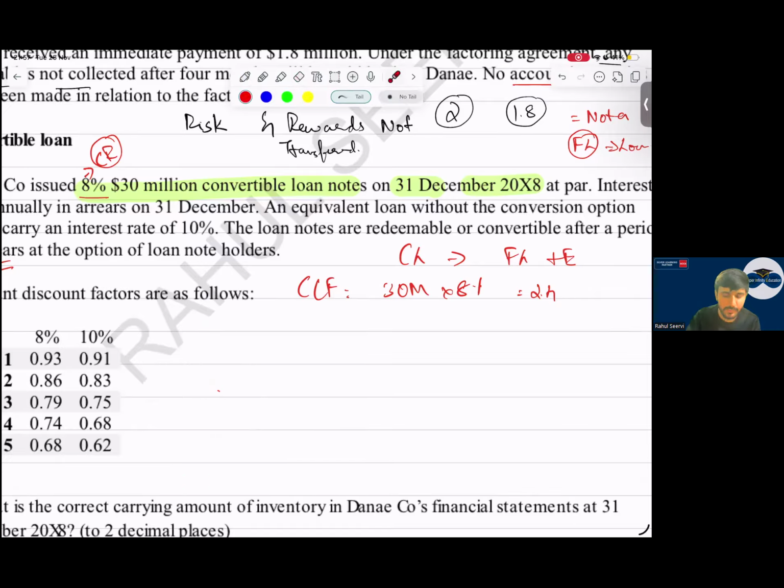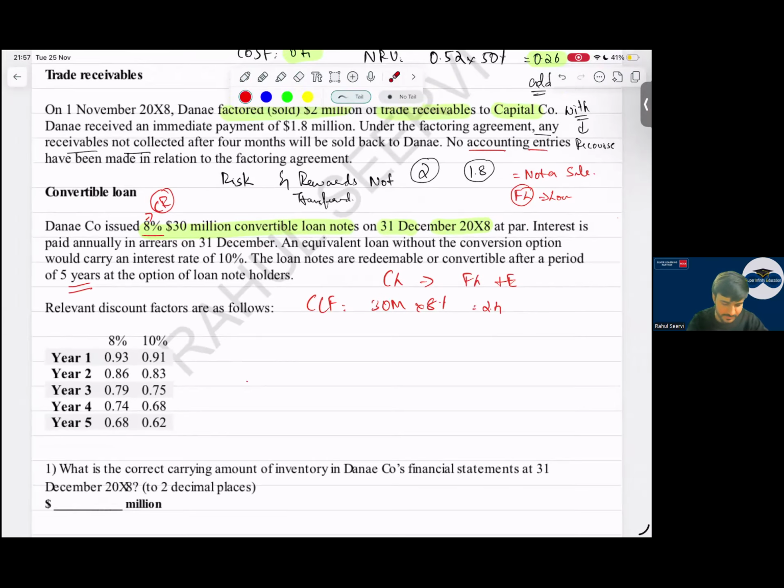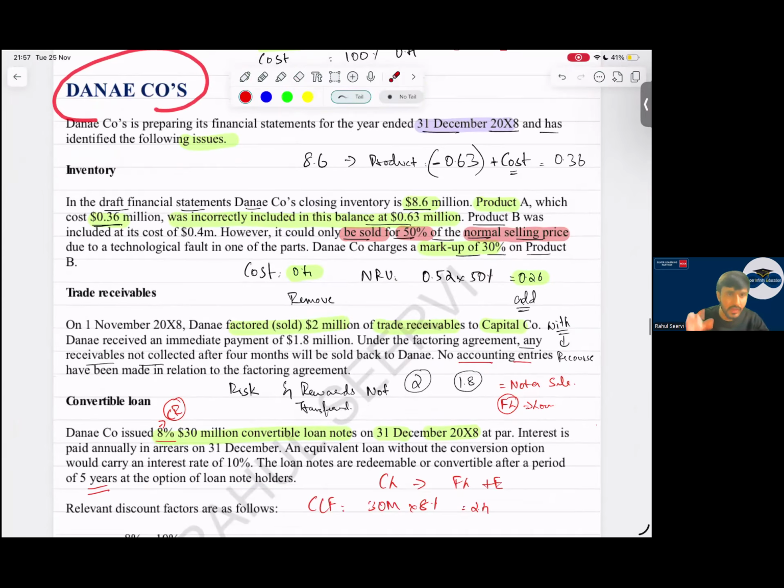I hope everyone remembers the treatment we do for convertible bonds. We have covered this. We are done reading the case which is given: inventory, trade receivable, convertible loan. Let us start with the first question.